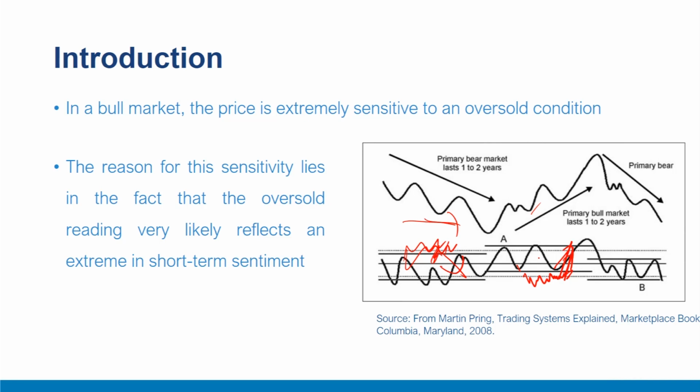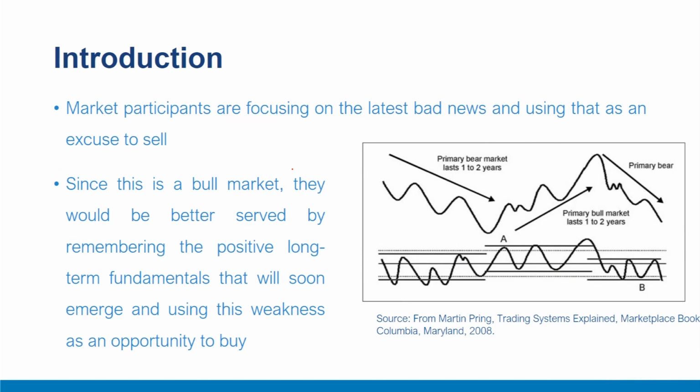The reason for this sensitivity lies in the fact that an oversold condition in a bull market very likely reflects an extreme in short-term sentiment, and similarly for an overbought condition in a bear market. In such scenarios, market participants are often focusing on the latest bad news and using that as an excuse to sell. Since this is a bull market, they would be better served by remembering the positive long-term fundamentals that will soon emerge and using this weakness as an opportunity to buy. The same happens in reverse during a bear market. Traders are focused on bad news, which sends the price down. Then some unexpectedly good news hits the wires and the price rallies.